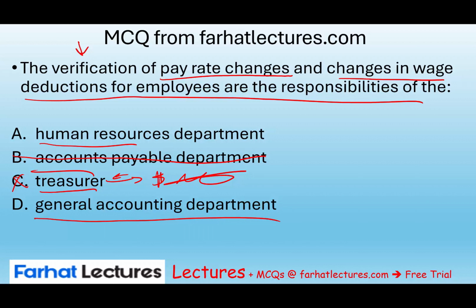The general accounting department keeps track of time. The verification of the pay rate change, make sure it's correct. They verify it. It's HR. HR confirms that the pay rate is changed based on maybe a note from management. Say, okay, we'd like to increase the pay rate for certain employees. But who does the verification? HR department.